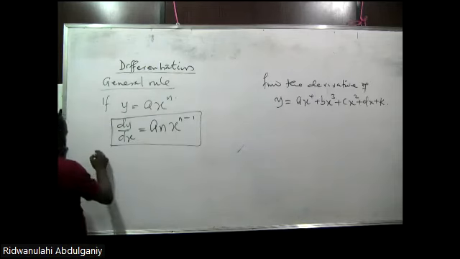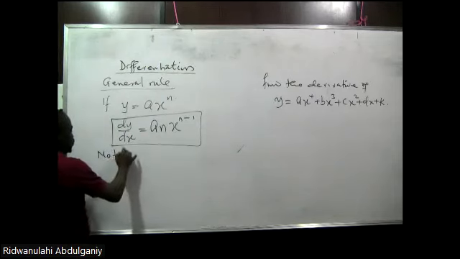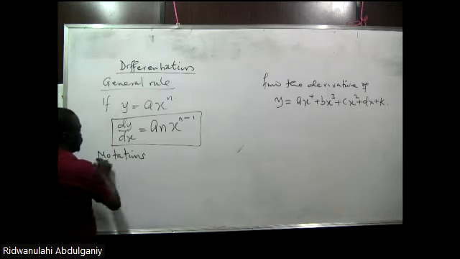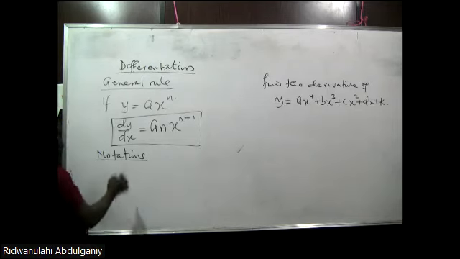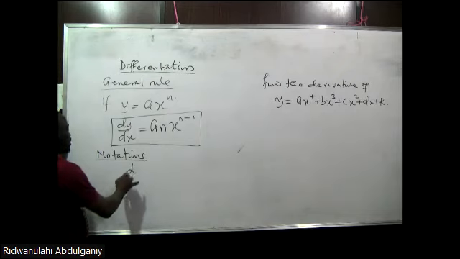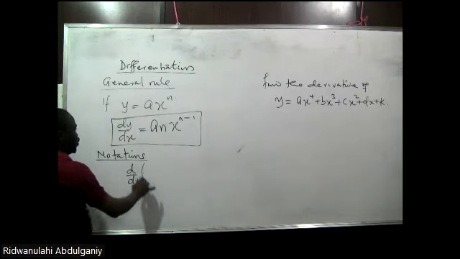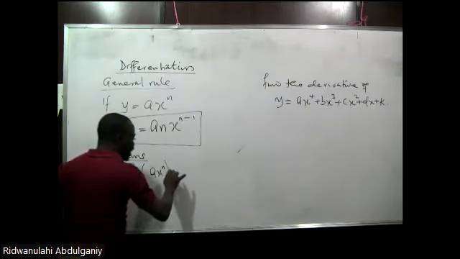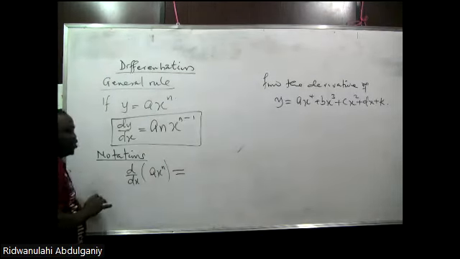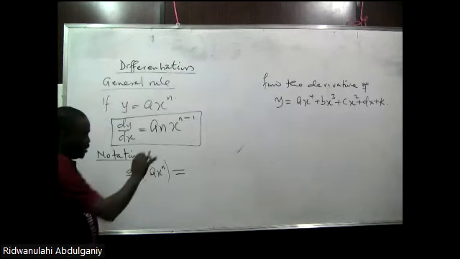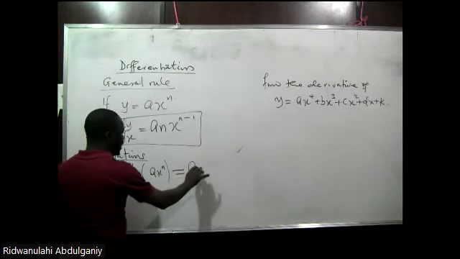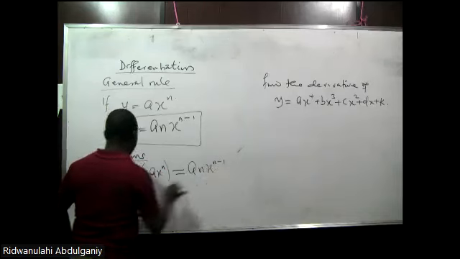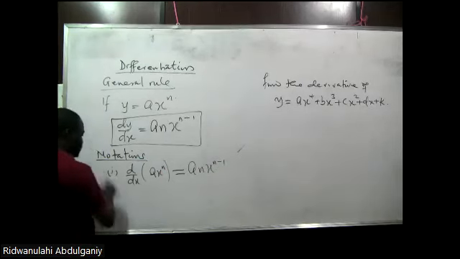Now, notations. Equivalent to dy/dx are the following. Suppose I put d/dx into ax^n. I will only write the answer. There is no need of writing the dy/dx again. The answer will just be a n x^(n minus 1). So this is notation 1.